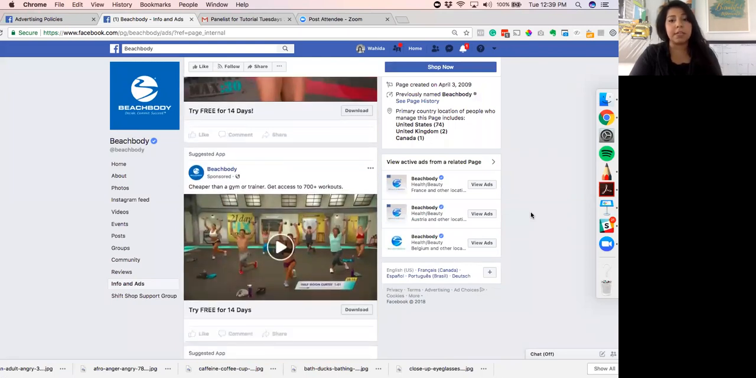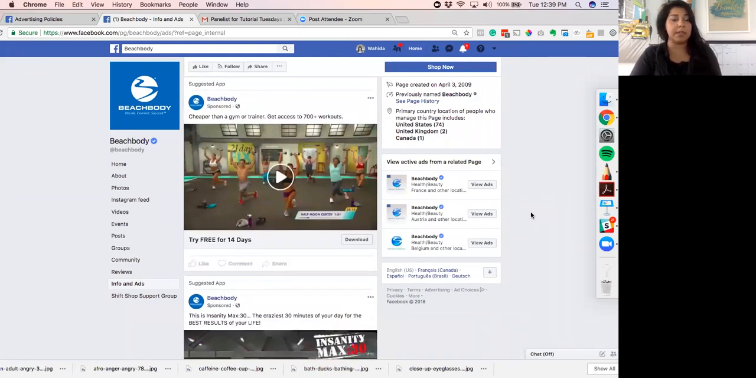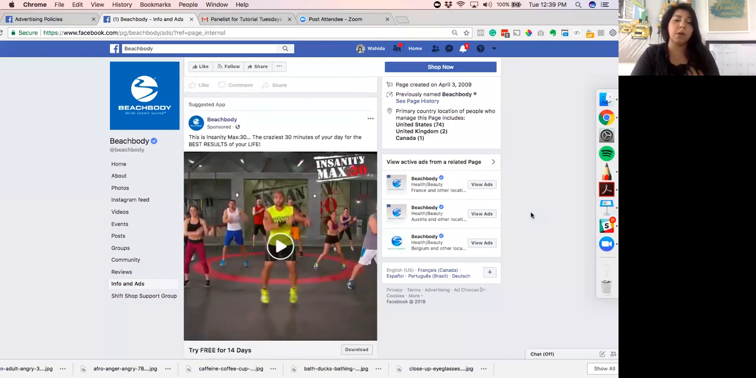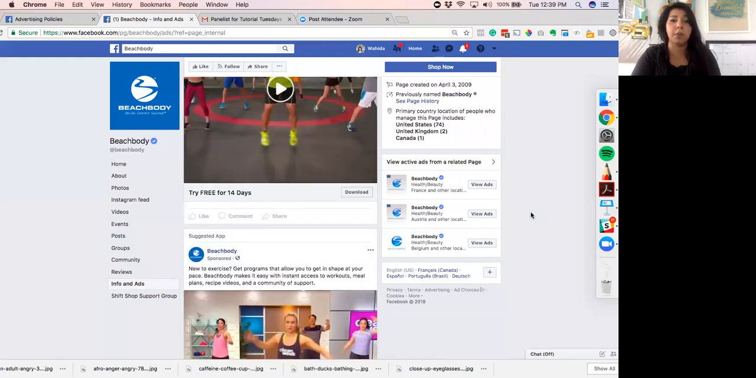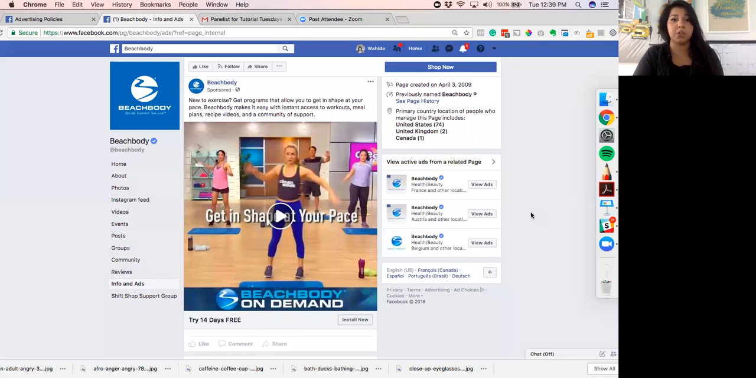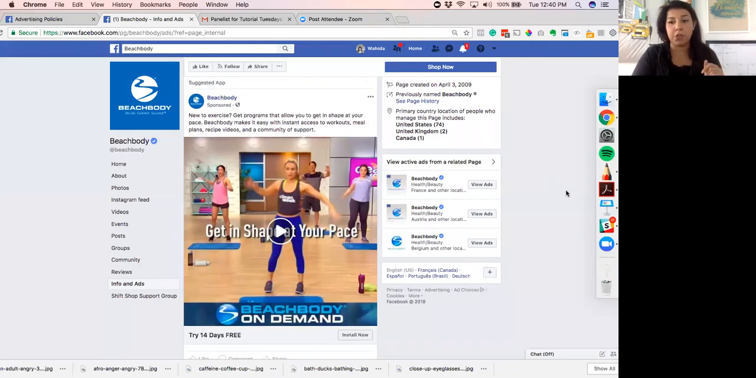Now, the disclaimer is that just because the ad is live doesn't mean that it is performing really well, but it gives you an idea of what's been approved and what other marketing messages are in the space that your ideal target market might be exposed to. So it's a great place to get some inspiration and do some research. This will work for any Facebook page that's currently running ads, which is super neat.